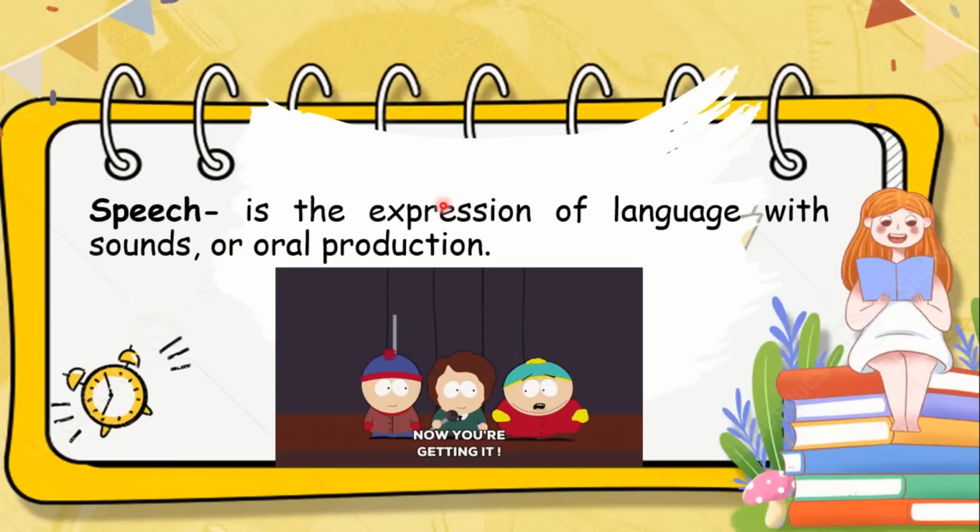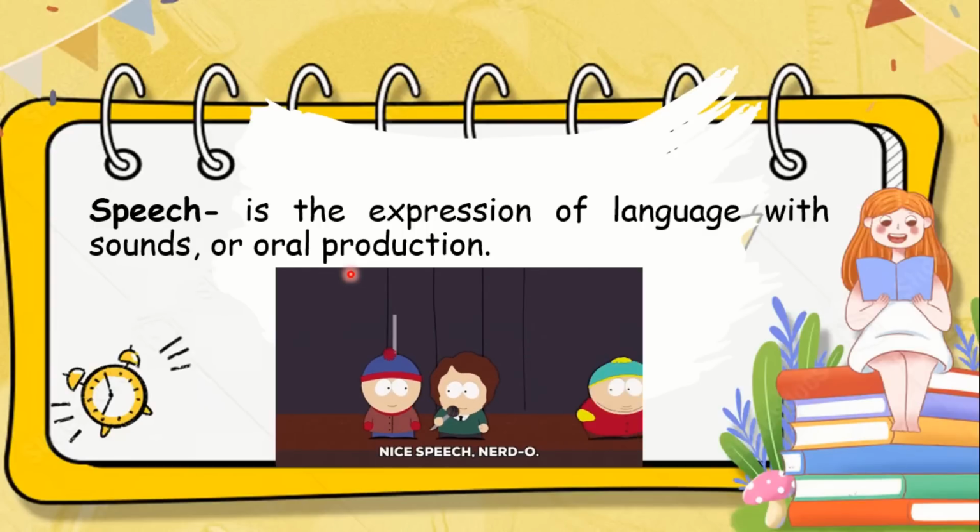Next we have speech. This is the expression of language with sounds or oral production. Speech is produced through precise physiological and neuromuscular coordination. Number one is respiration, or the act of breathing. Phonation is the production of sound by the larynx and vocal cords. And the third one is articulation. This is the use of lips, tongue, teeth, and hard and soft palates to speak.